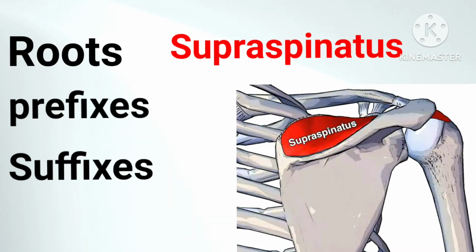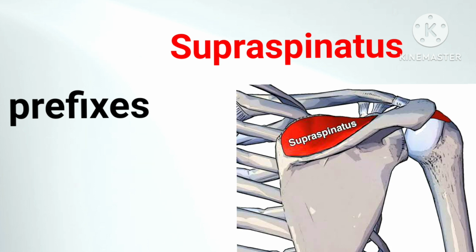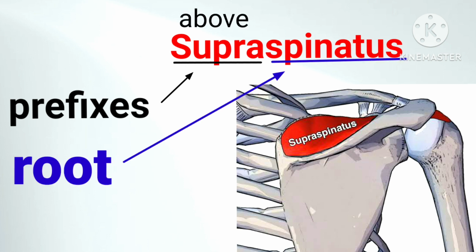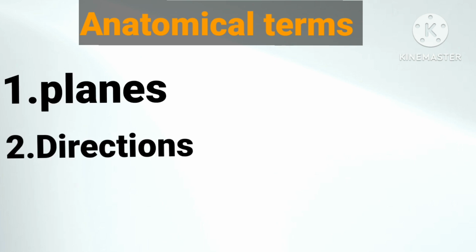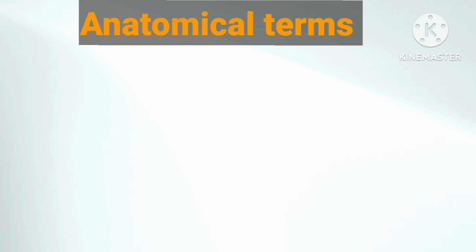For example, cephalospinatus is a muscle that is located above the spine. The prefix here is cephra, meaning above, and the root is spinatus, describing the muscle location. For easy understanding, we divide the terms as those relevant to planes, directions, and regions.